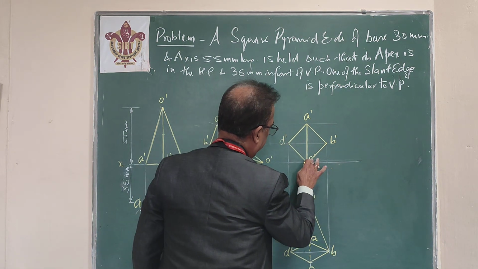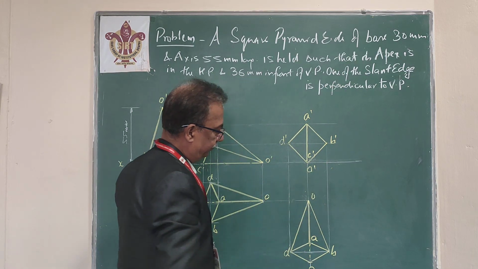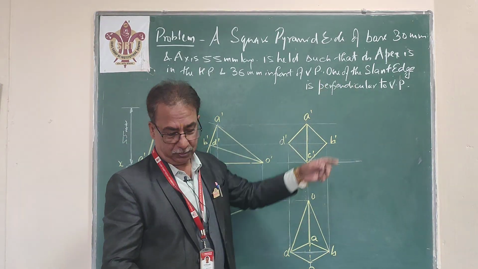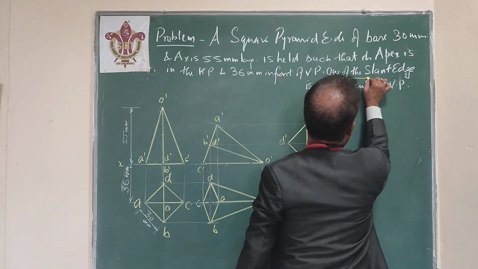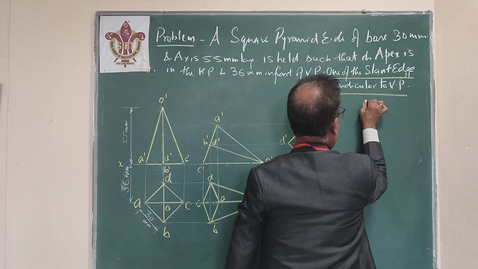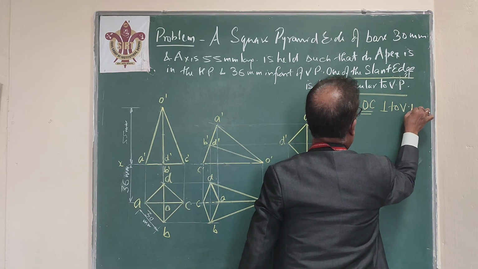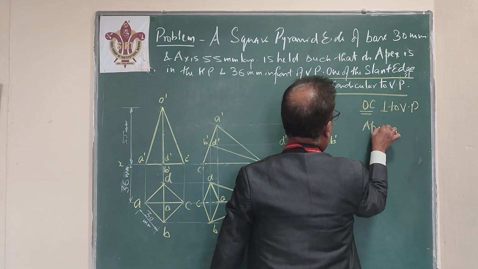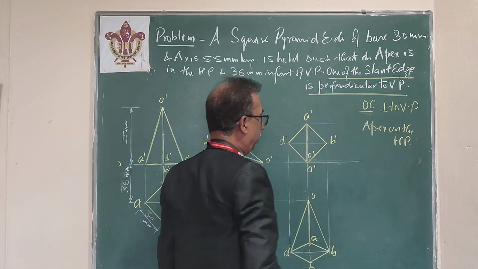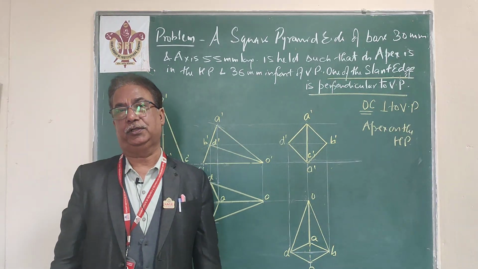Now look at this figure. This point will be C dash and O dash. Now this is OC. Look at this problem. We are saying one of the slant edges is perpendicular to VP. So in this case, this slant edge OC will be perpendicular to VP as well as the apex on the HP. So the important thing will be the final solution, that is what is asked in the question.